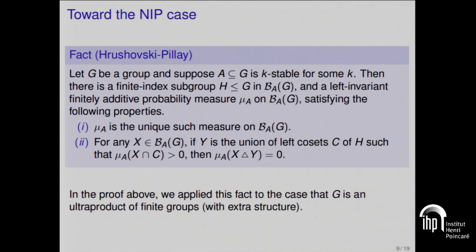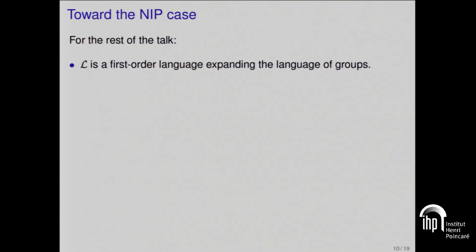Good. So now I'm going to be fixing some assumptions for the rest of the lecture. For the rest of the talk, L is a first-order language expanding the language of groups. If you don't want to think so much about the general stuff, you can think about L being the language of groups with an extra predicate for a distinguished subset, because that's the case where we apply this. But it could be any structure you want, expanding the language of groups.